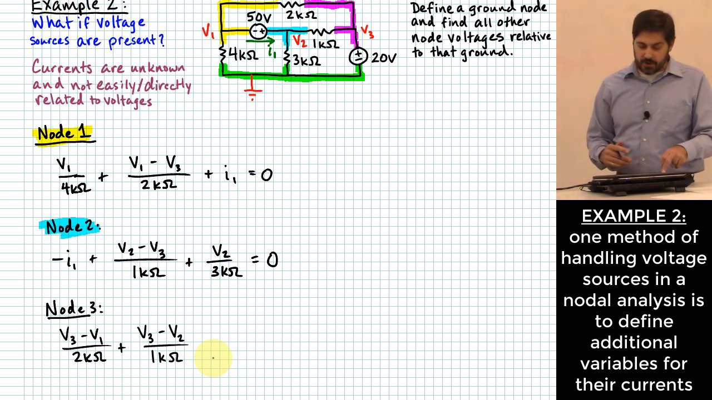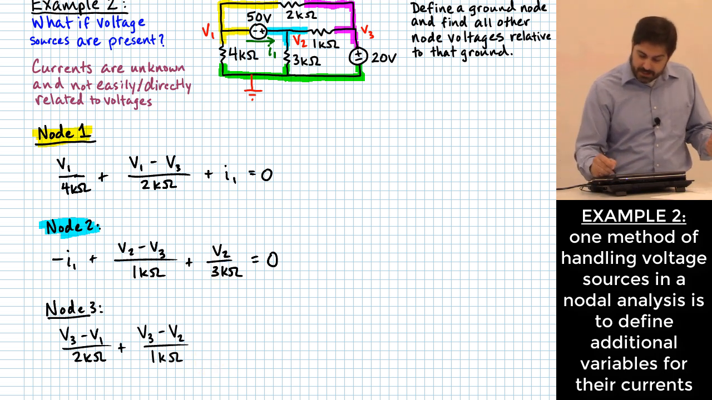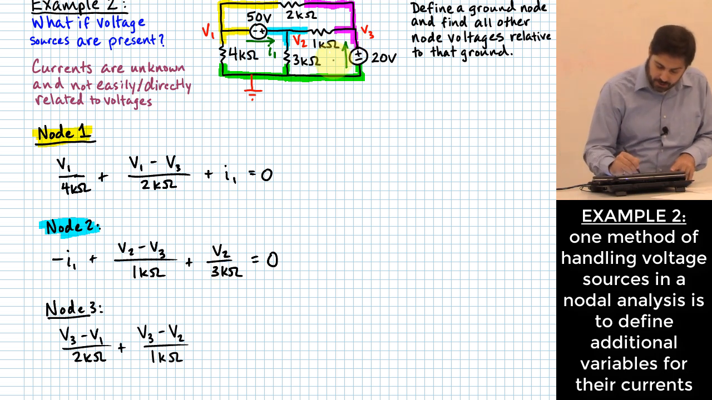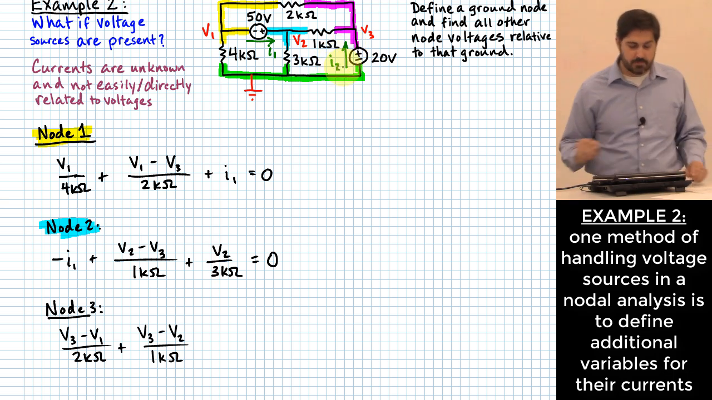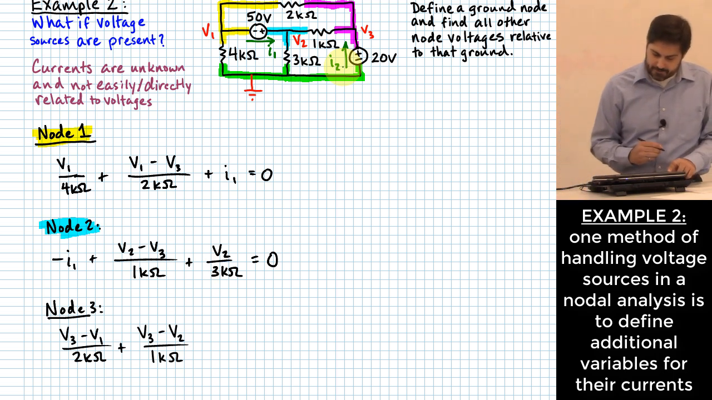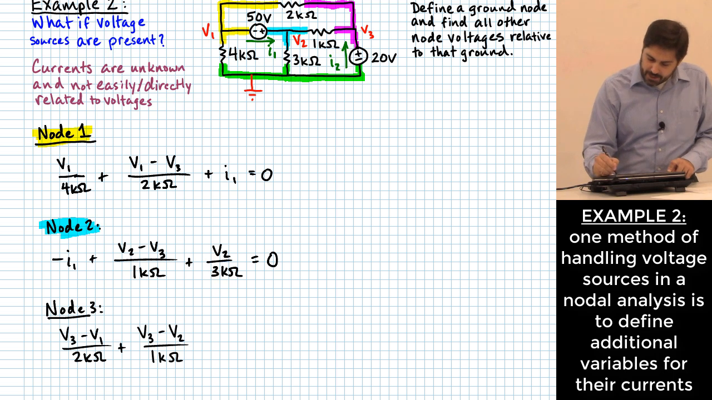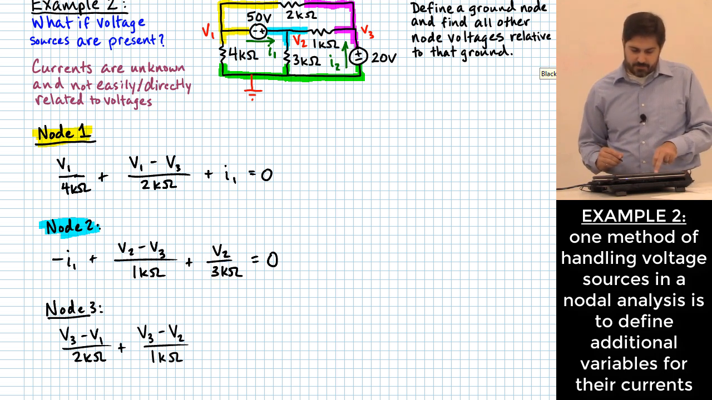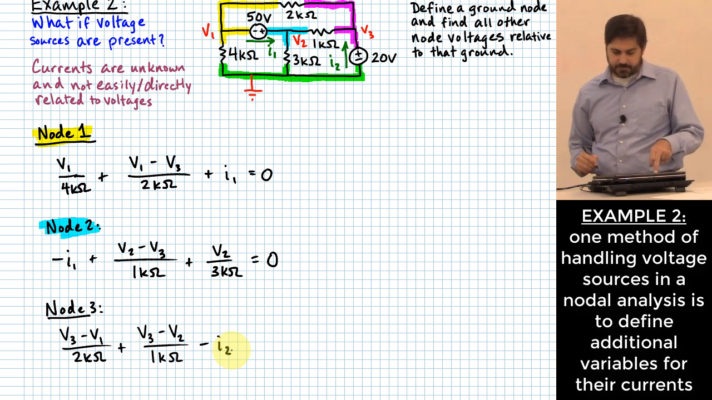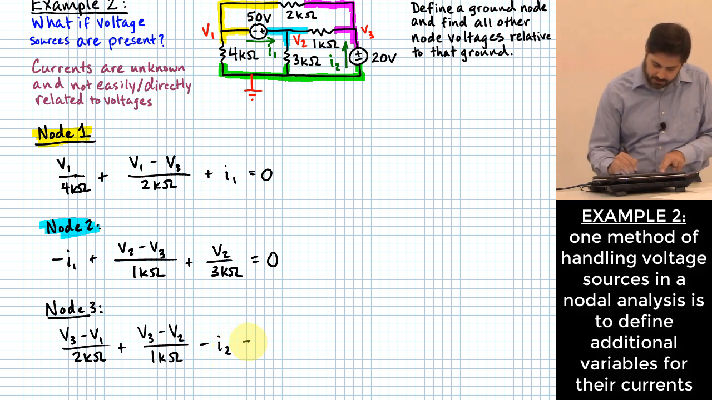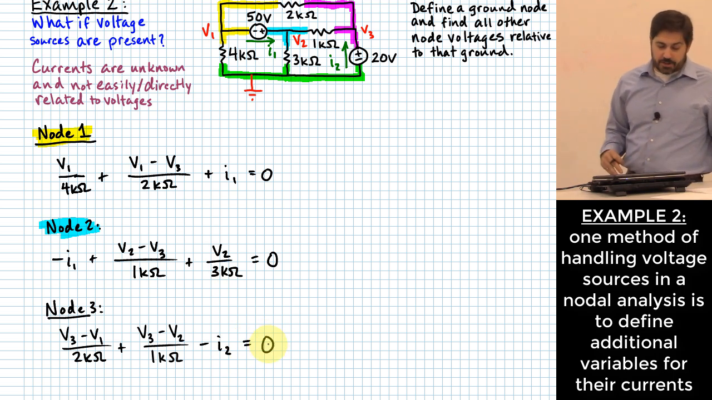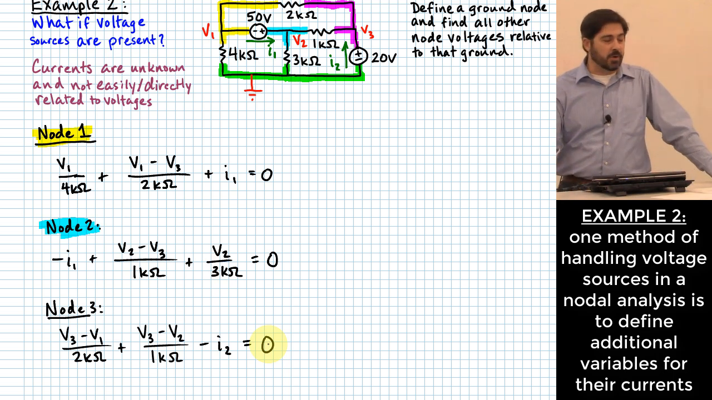All right. If I want to follow the technique I did last time, maybe I could define a current flowing up through this way and call that I2. How do I account for I2 in this equation? Minus I2. And this is equal to 0. Now, some of you are probably feeling a little uncomfortable with this set of equations up here. Why is that?